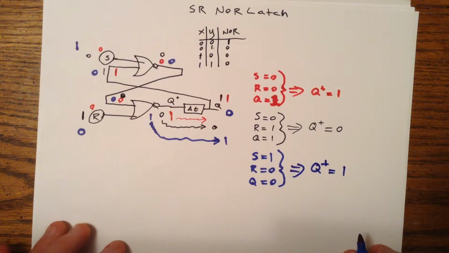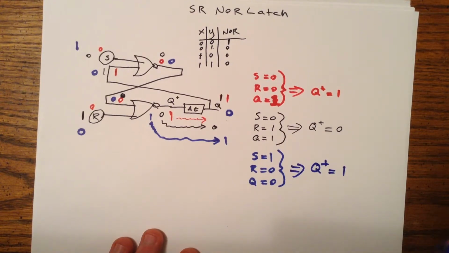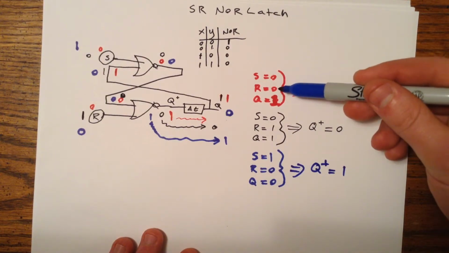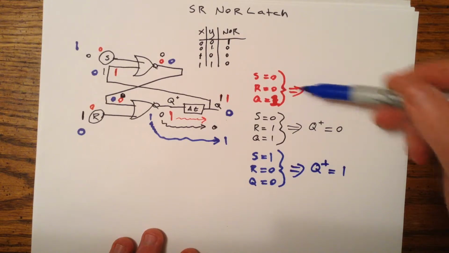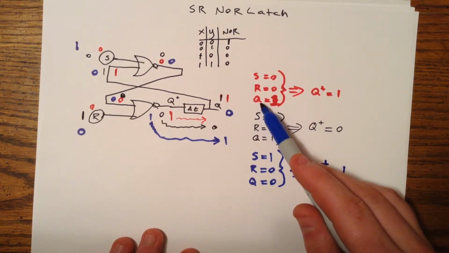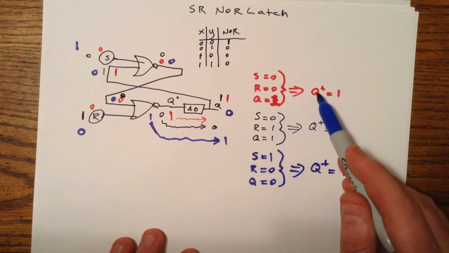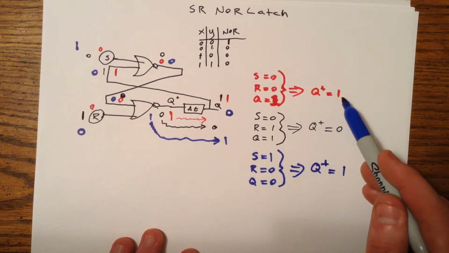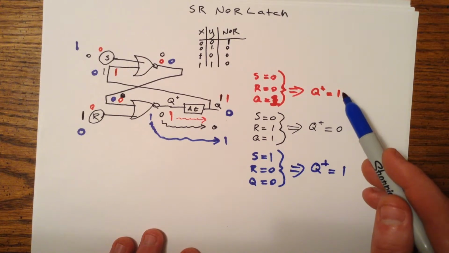So, what we can tell right here is that if set and reset are 0, and Q equals 1, then Q plus will remember 1. Now, I'm not going to prove it to you. You can prove it to yourself just out of the textbook. It does a really good example.